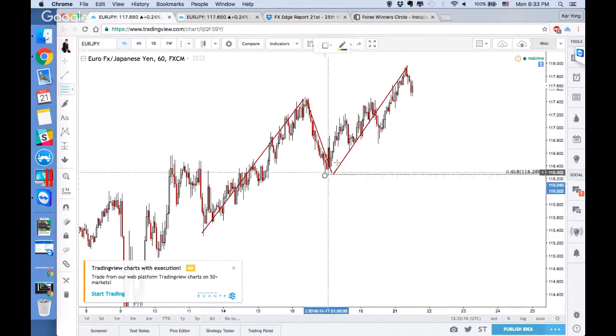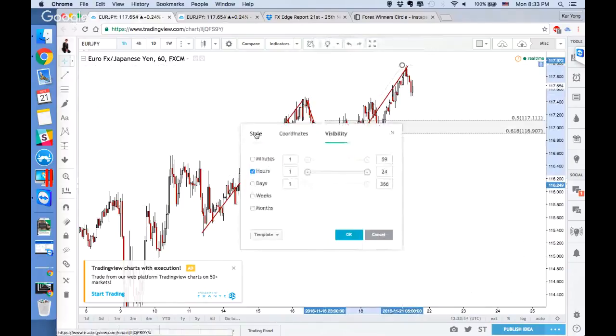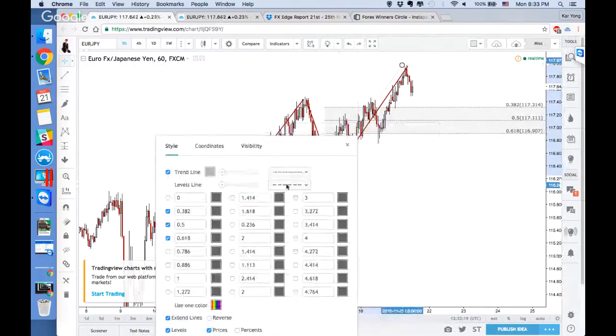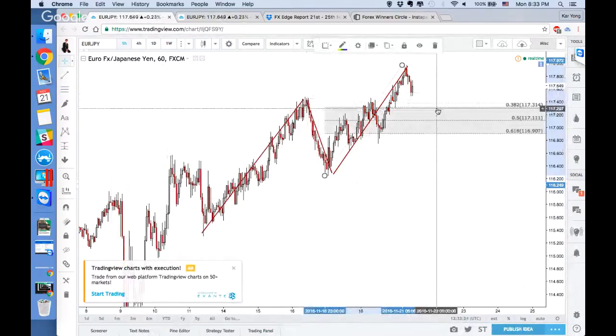It's an uptrend, and what you need to do is pull in your fib for that confluence. Over here you can see this structure. Let me just click OK. This structure over here, you can see a confluence with a 38.2 Fibonacci level.